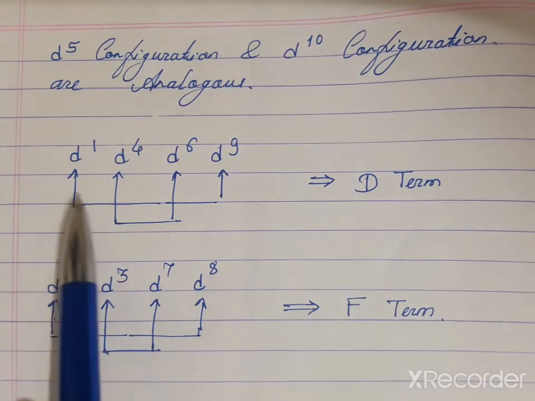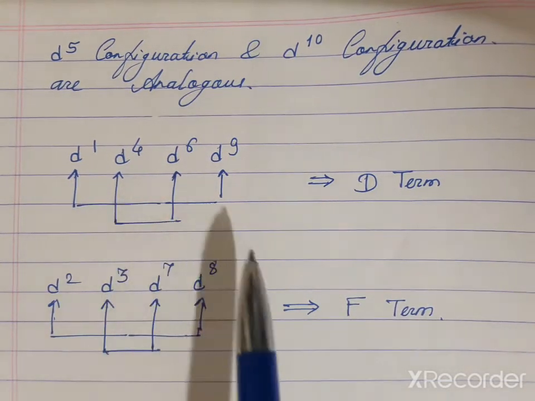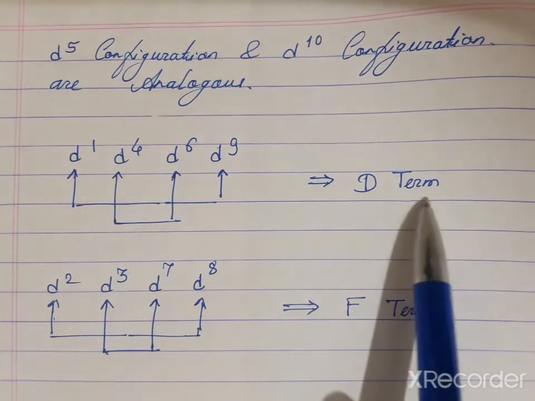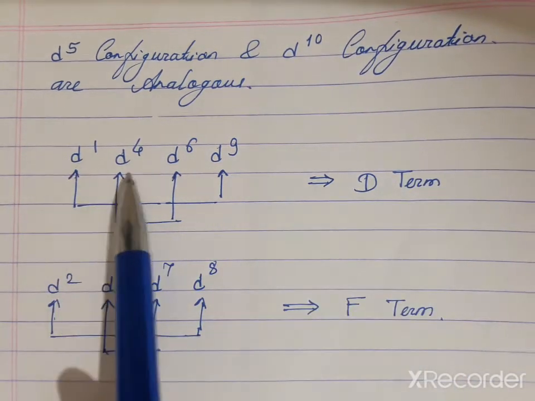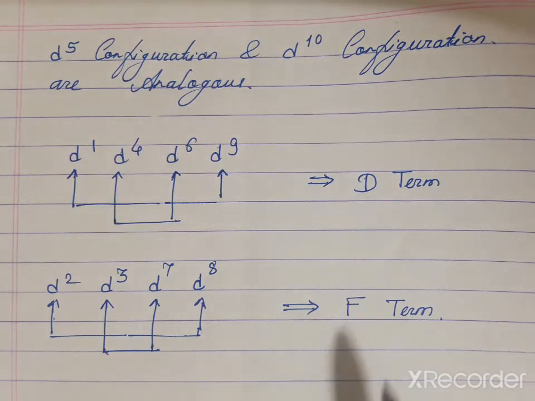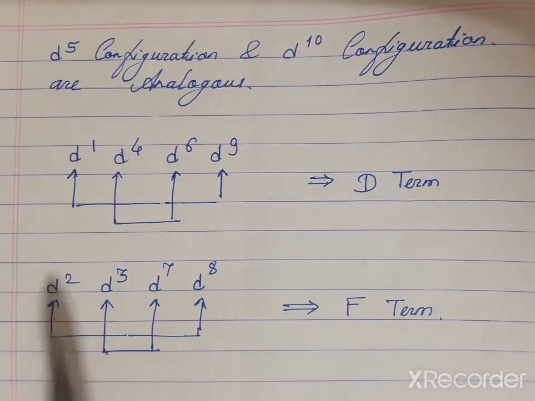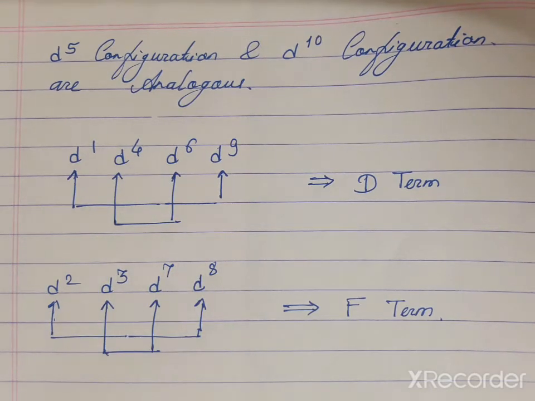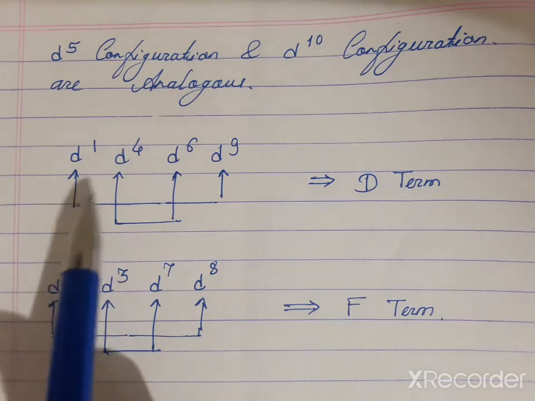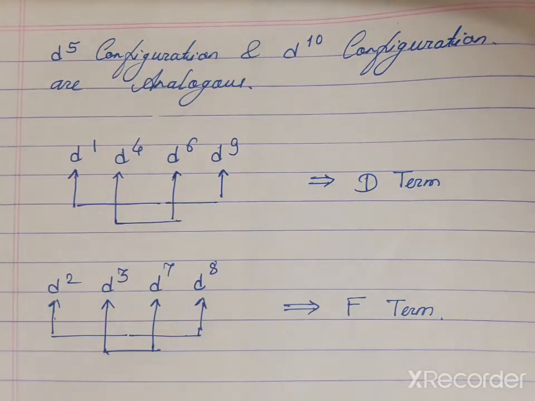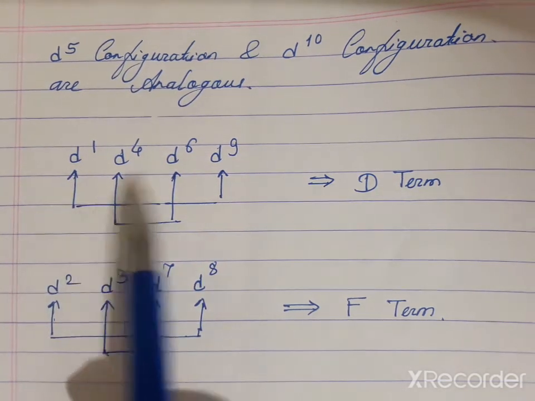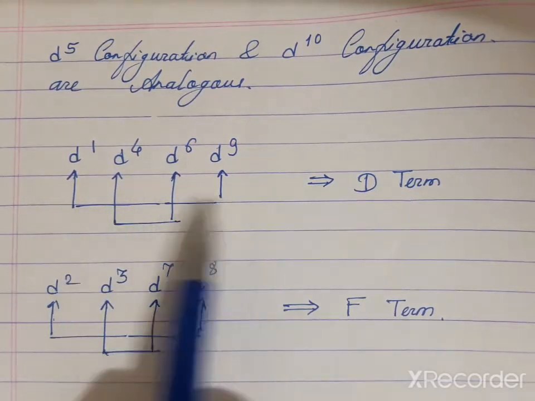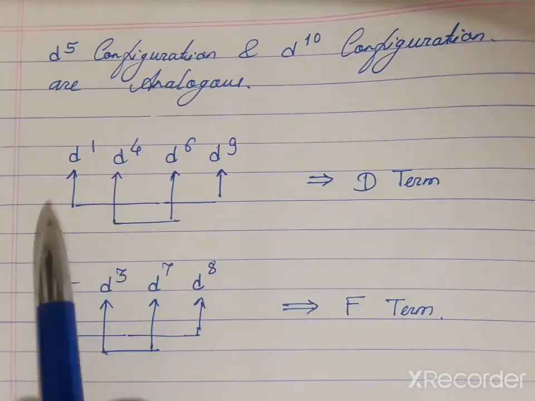Okay, so all these four configurations give D terms. D terms arise from d1, d4, d6 and d9 configurations, and F terms arise from d2, d3, d7 and d8 configurations. Now just look at d2 to d8 configurations. There are two configurations, d1 and d9, which show hole formation.